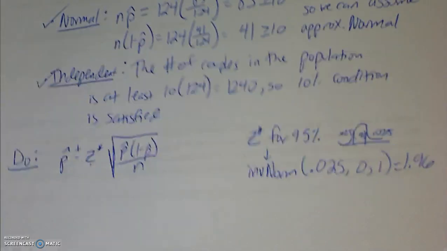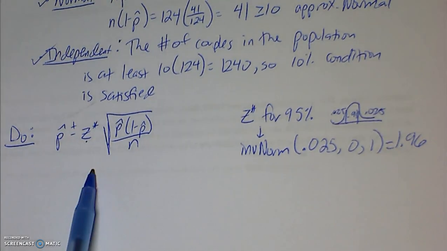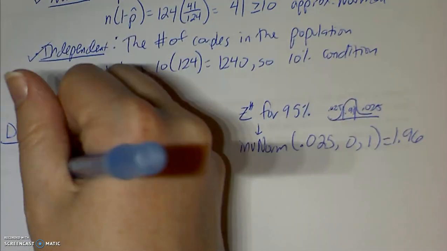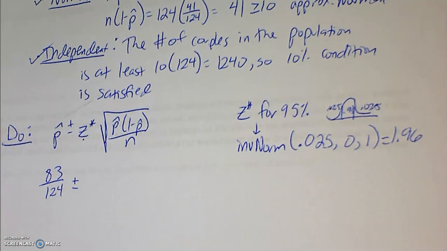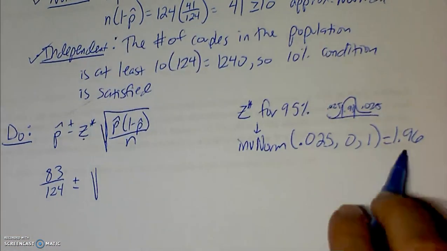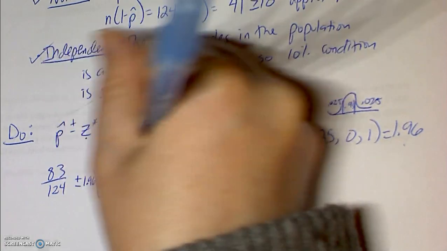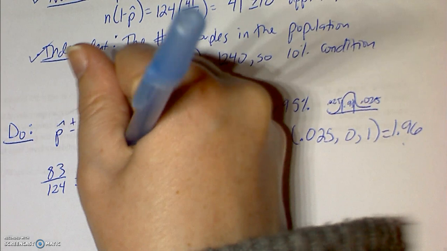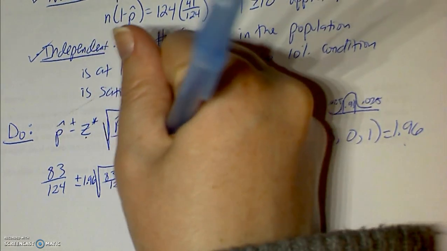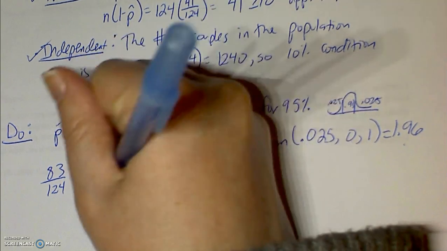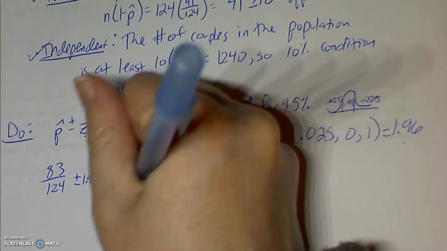And then from there, we plug that into our formula over here. So my p hat was 83 over 124 plus or minus my critical value, 1.96, I almost forgot it. I've got 83 over 124 times 1 minus 83 over 124. And that's all over, make that nice and big, that's all over n, which is 124.